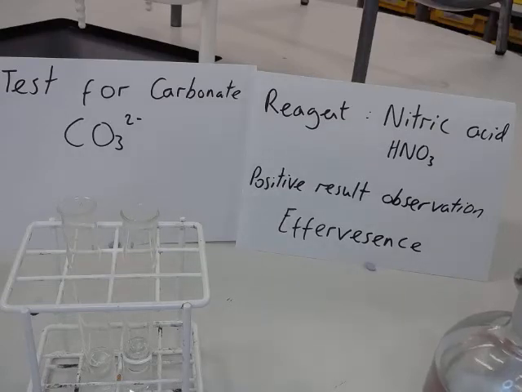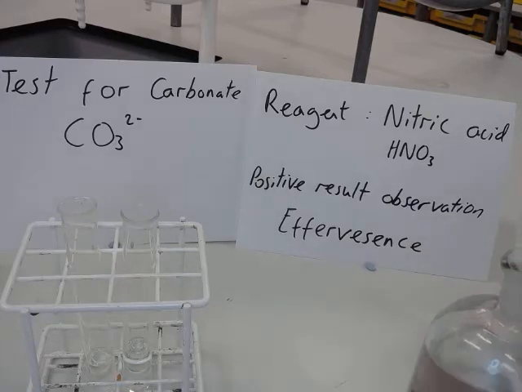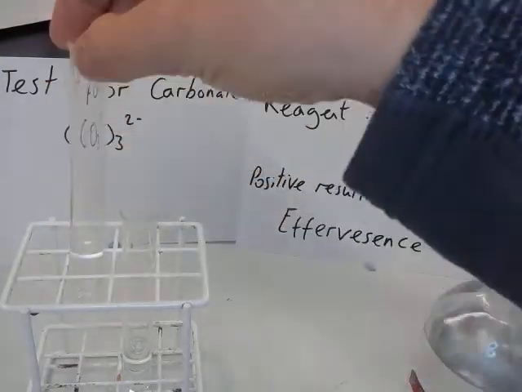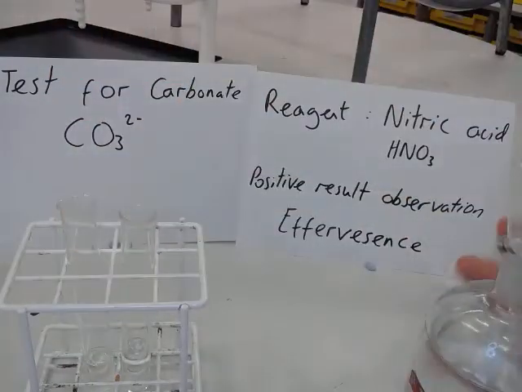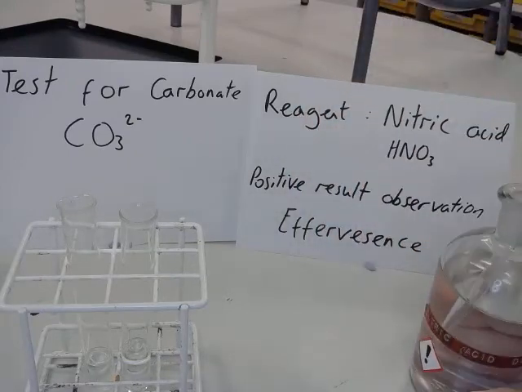Okay, so we're going to do a test for the carbonate ion. CO32- is the carbonate ion. To test for it, we're going to use some dilute nitric acid. And if the carbonate is present, the positive result that we observe is effervescence. We'll see bubbles. So I've got in this test tube here what I believe to be a carbonate solution, and to it I'm going to add some nitric acid and hopefully see some bubbles.